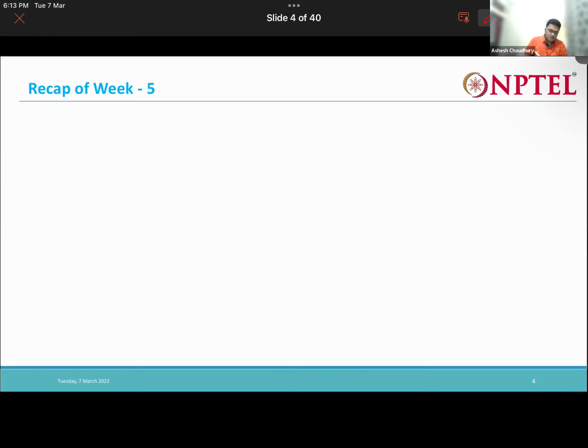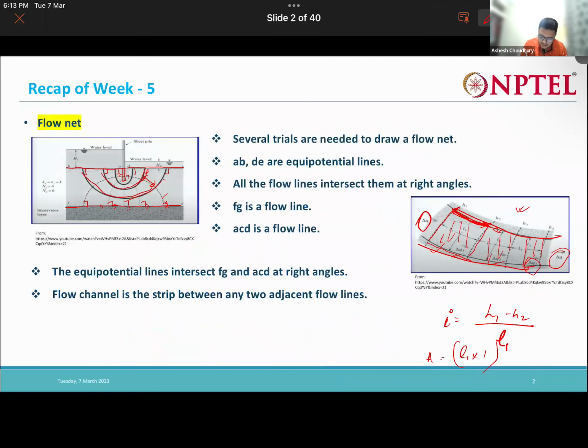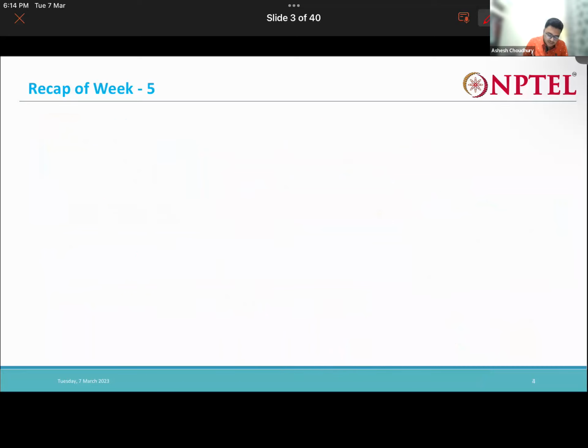Now, we are considering that this length ratio is 1, right? So if this aspect ratio is something else, say slightly different than 1, then we can write our flow as K H NF by ND into the ratio n. Okay, then this will be the expression.